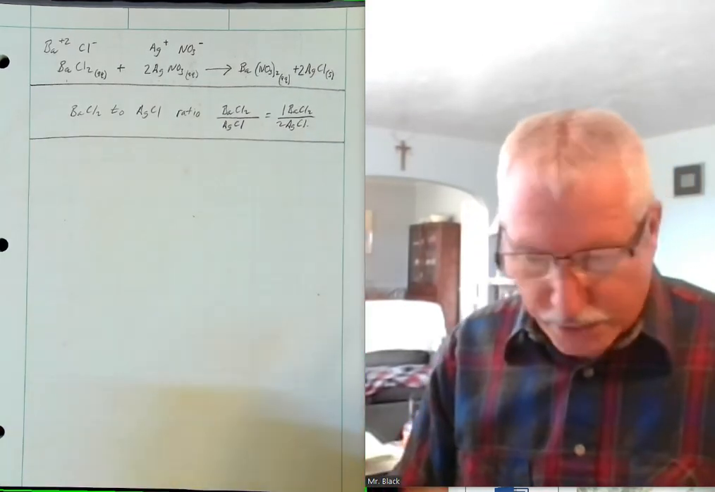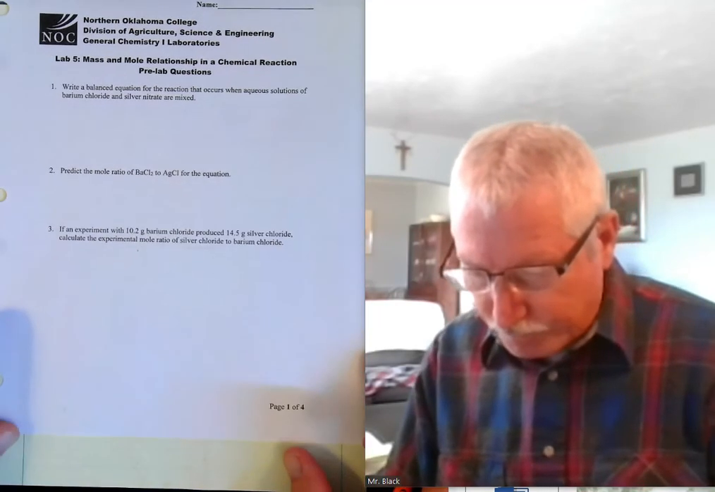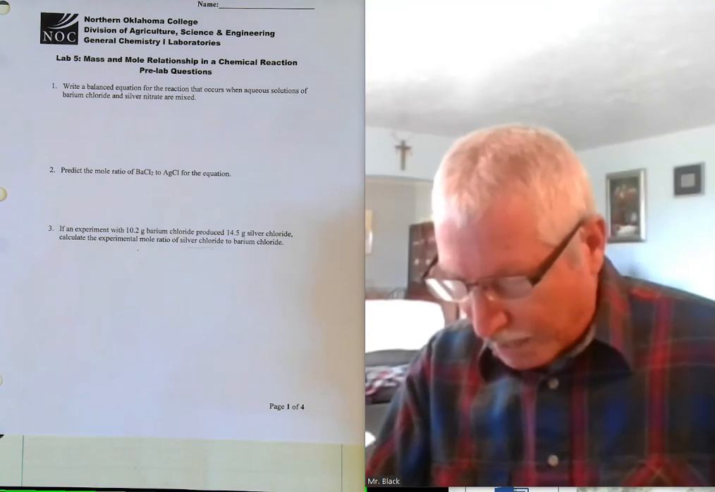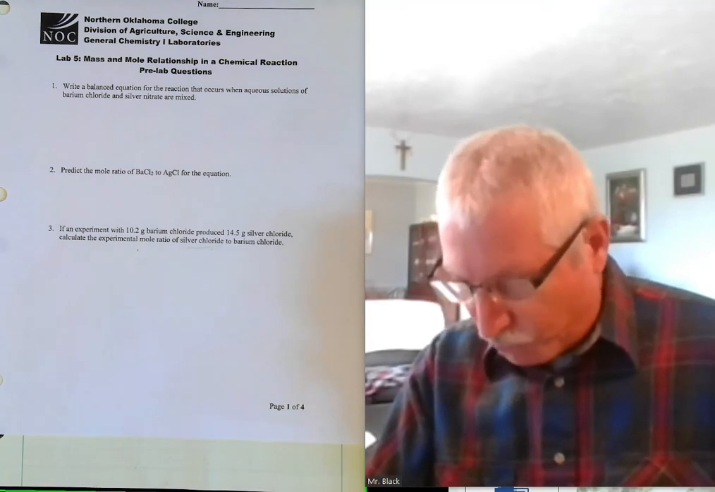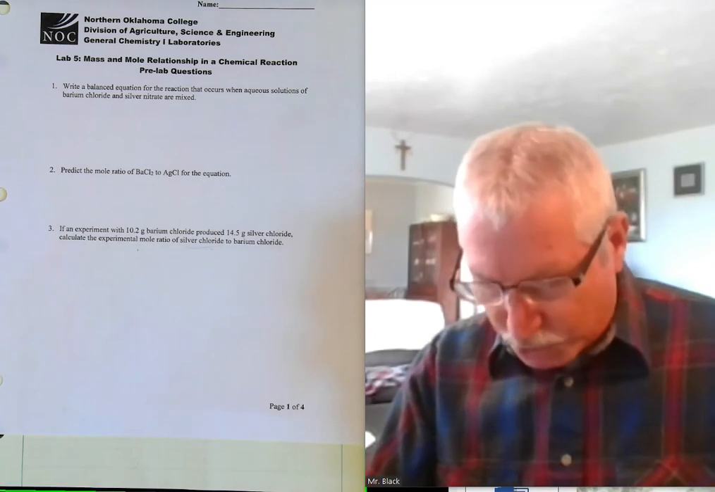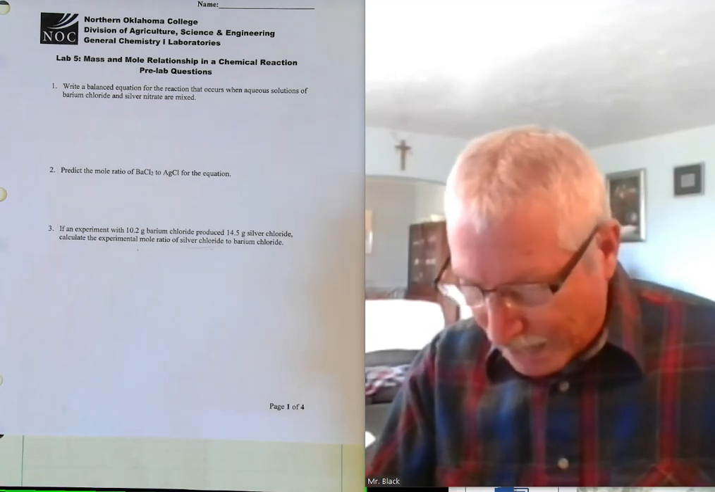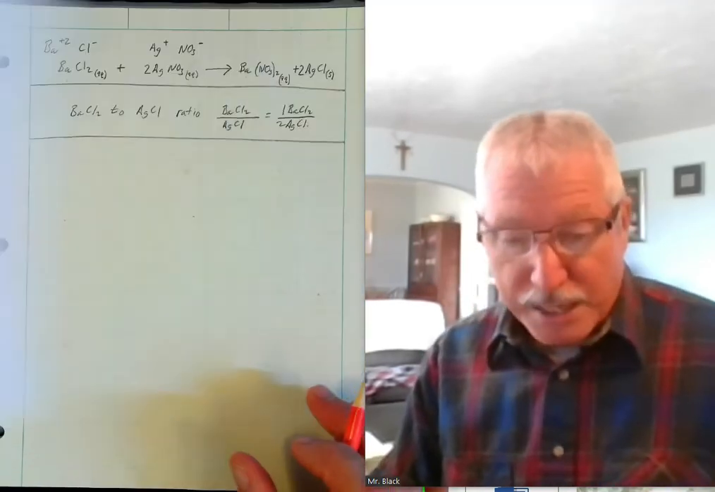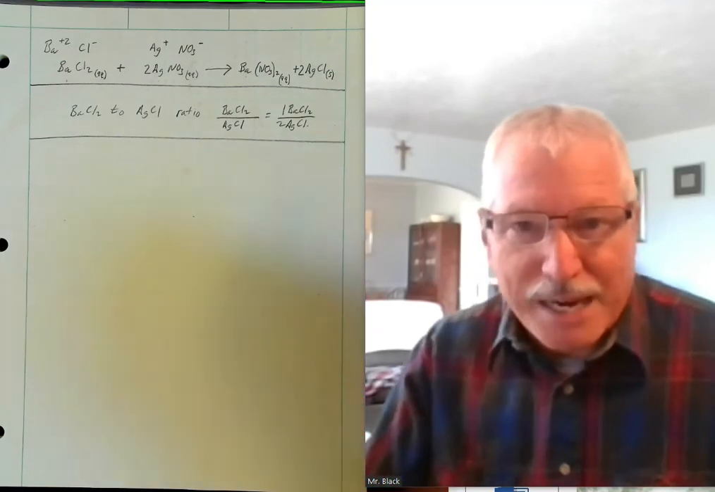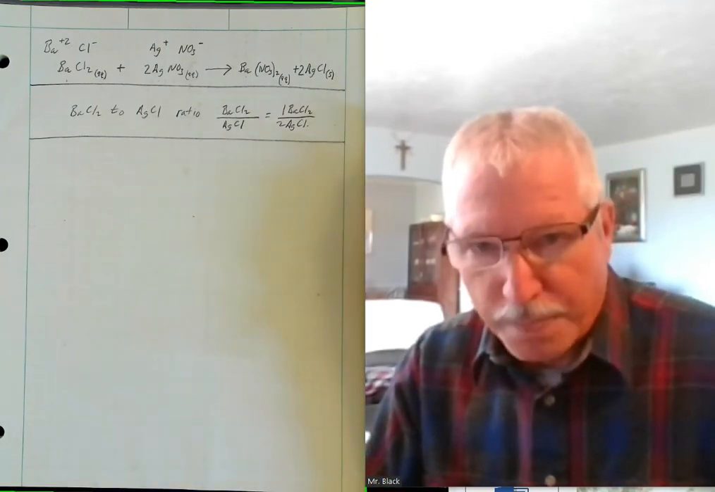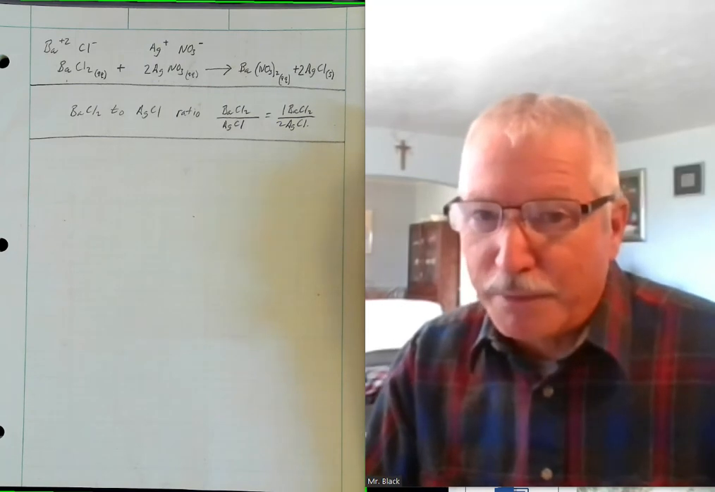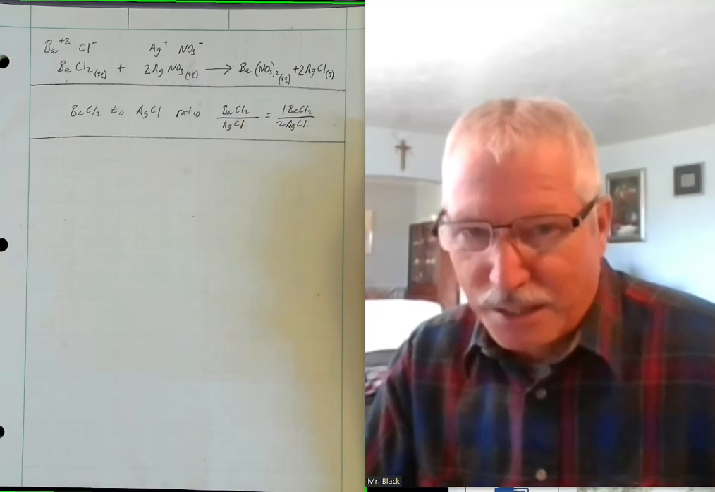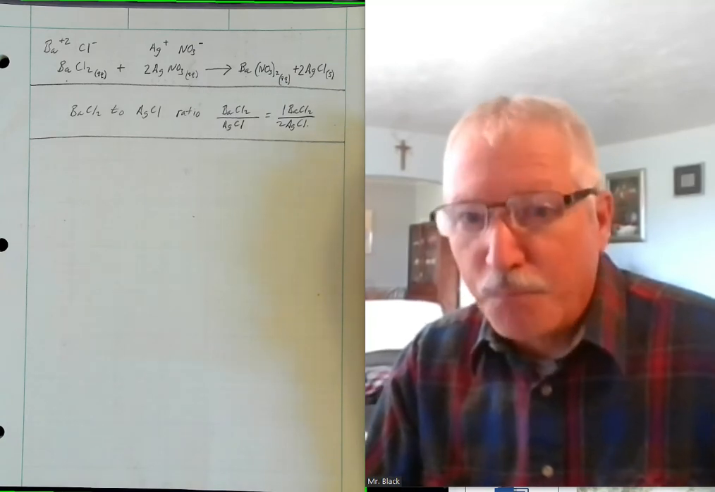Let's take a look at the third and final question on this pre-lab. It says, if an experiment with 10.2 grams of barium chloride produced 14.5 grams of silver chloride, calculate the experimental mole ratio of silver chloride to barium chloride. Okay, this one is interesting because we're given grams, but they want the answer in a molar ratio. All right, so we're going to go back to the periodic table because that wonderful cheat sheet has all kinds of equivalence statements in it regarding mass and mole.